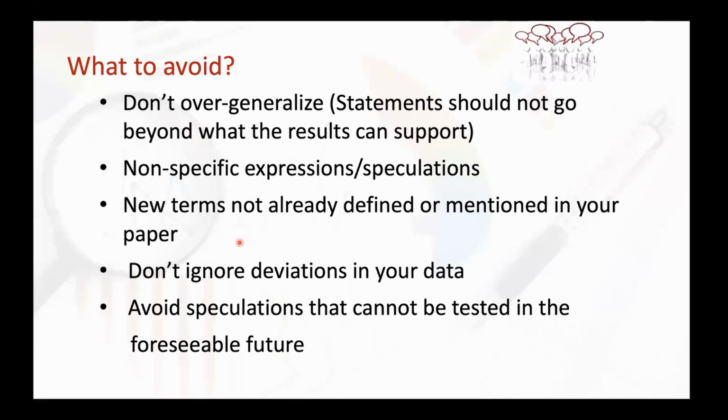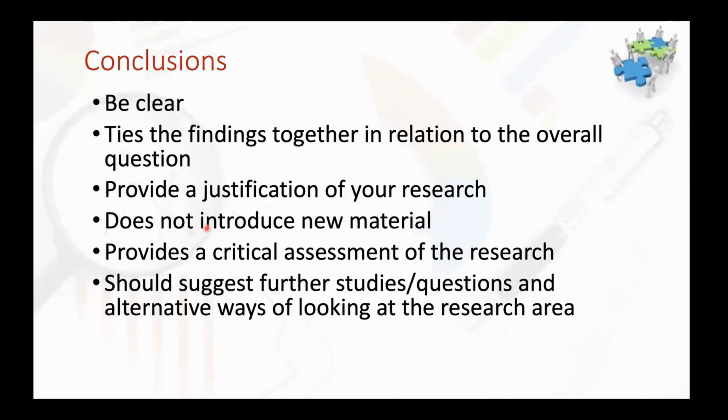And if you have new findings, then you explain that. Don't ignore deviations in your data. If you have some deviation in the result, you explain that. You always avoid speculations. Finally, you come to the conclusion. Conclusion is a few line statements which summarize your result and discussion.